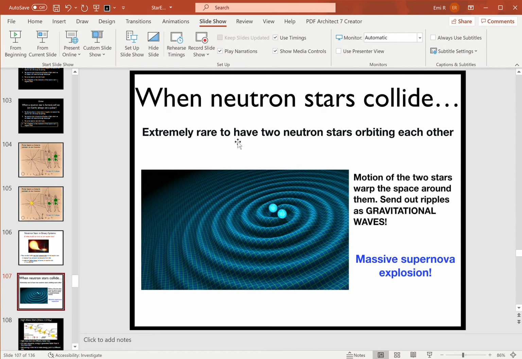Neutron stars can also sometimes collide with each other. It's very rare, but we have at least one observation of it, and that's what causes what we call gravitational waves. It's one of the most massive explosions that leave traces throughout the universe, through a wave from this huge explosion.